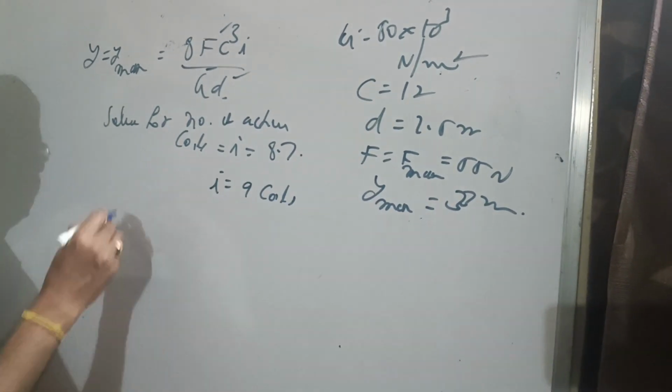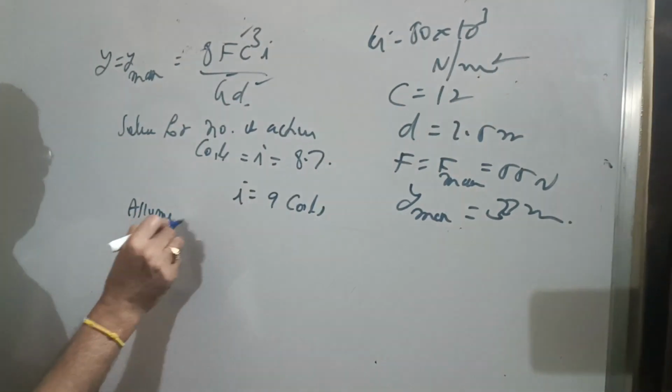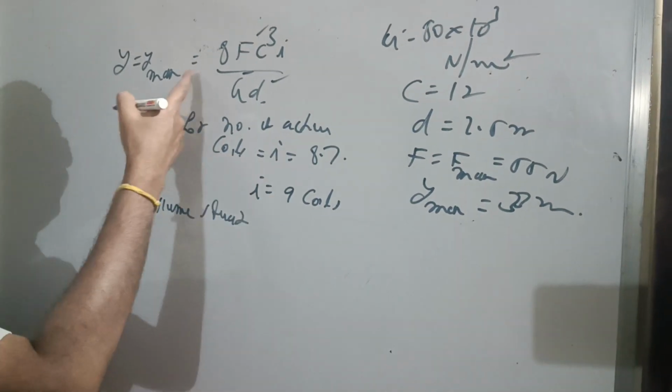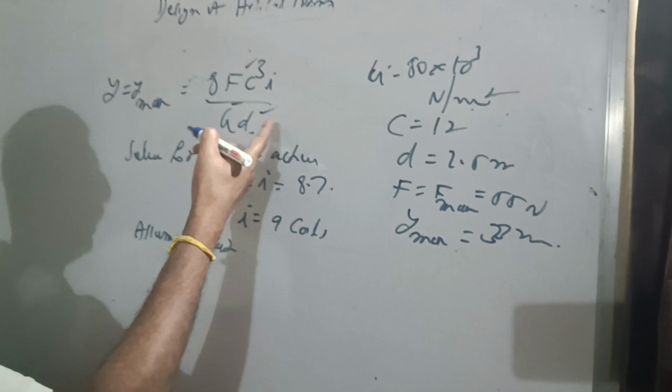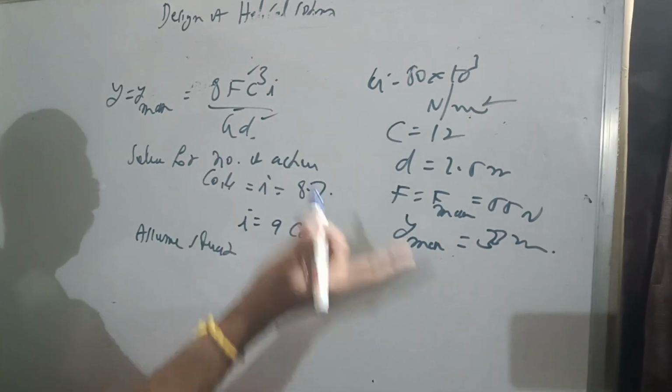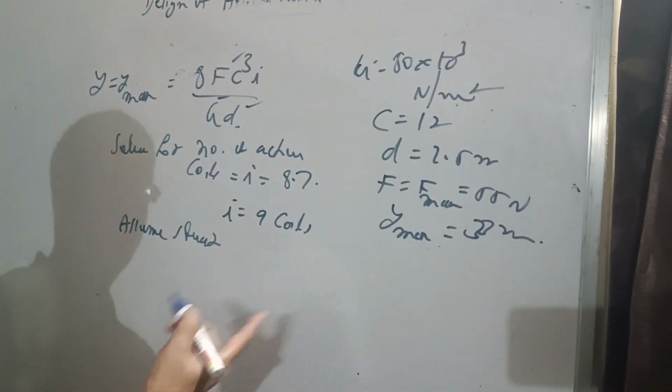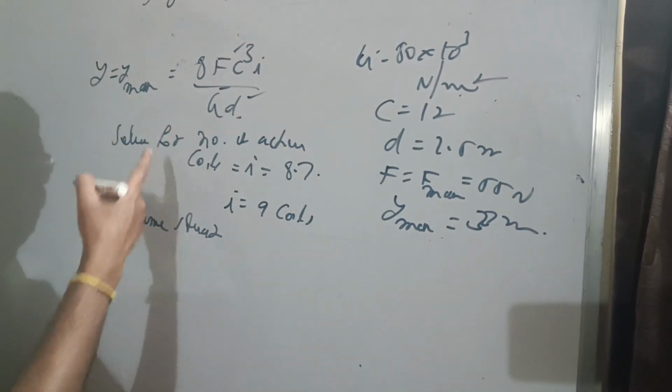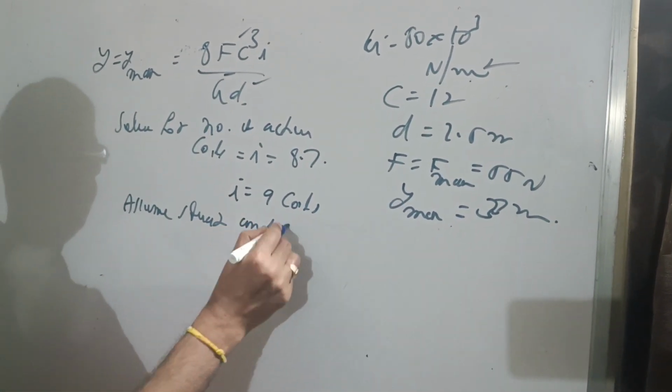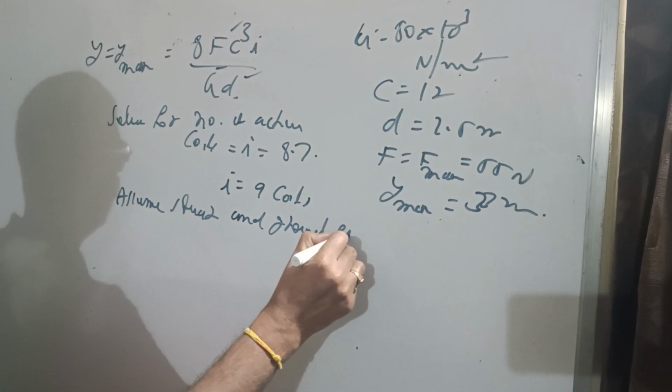9 coils. Next, assume square and ground end. Now, please note all these formulas are there in the data handbook. I am not writing any equation number here because I am not referring to the data handbook here. Now, please refer to the data handbook. You please check these formulas. Assume square and ground end.